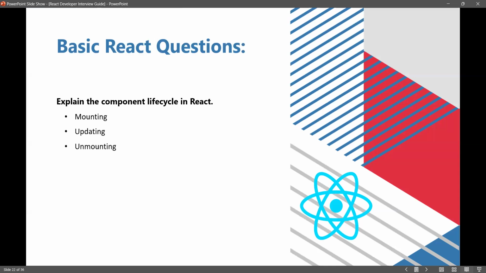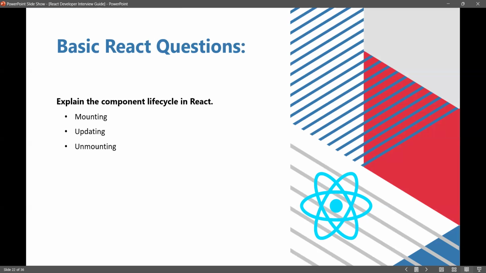When the component is added to the DOM, this method is called. And the second method is updating. When a component's state or any data is changed, the componentDidUpdate method is called and it handles any updates. Unmounting: before a component is removed from the DOM, the componentWillUnmount method is called to clean up things like canceling timers or unsubscribing from services.